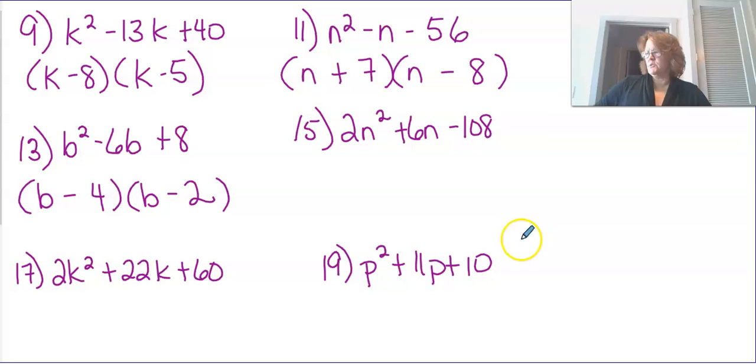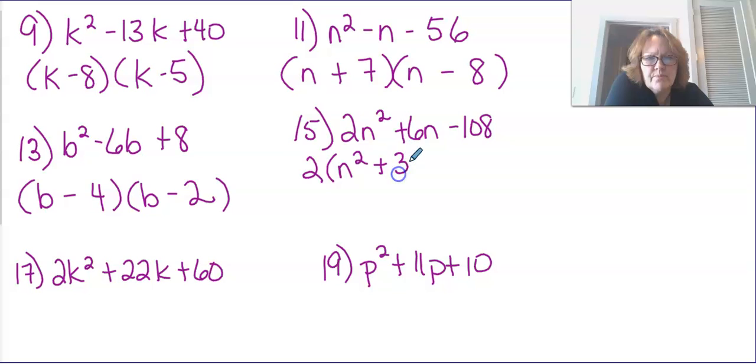Okay, so here's where we get to a little bit more complicated problem. Number 15, we have an A that is not 1. So if your A is not 1, you've got an extra step, if possible. Since all of these numbers are even, what I can do is take out the greatest common factor of 2, and that leaves a trinomial in the parentheses that has an A value of 1.